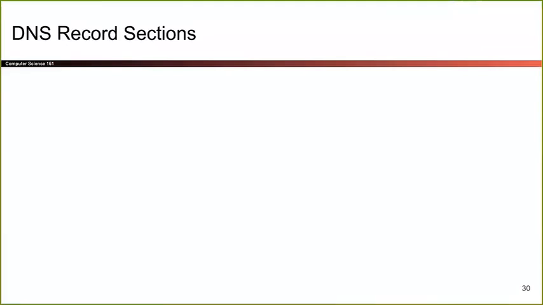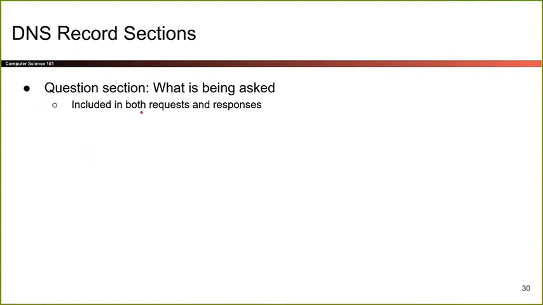Okay. Back to records. So we talked about there are 4 sections, right? So why are we sorting records into sections? That's because in addition to types, records can be used for different things. So maybe my record is to encode a question. So if I'm encoding a question, I'm going to put that in the question section. That makes sense. Now, the question section is actually going to be included in both the request and the response.